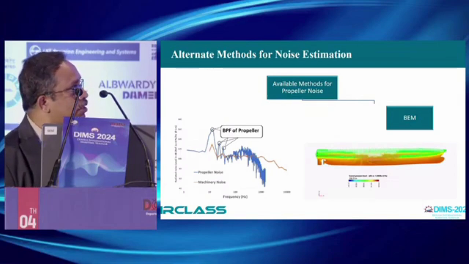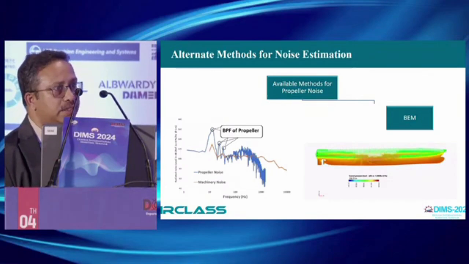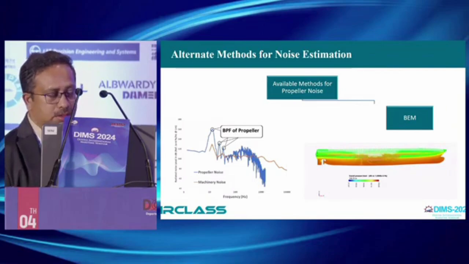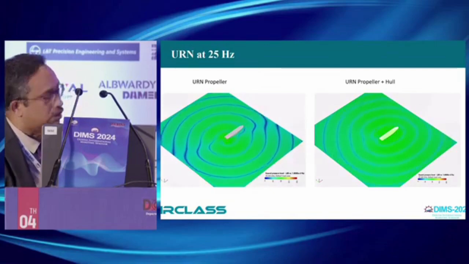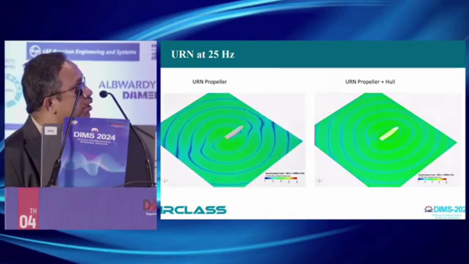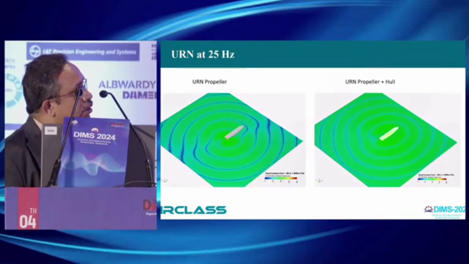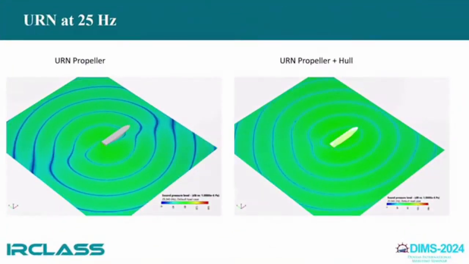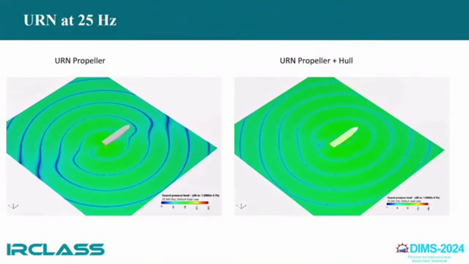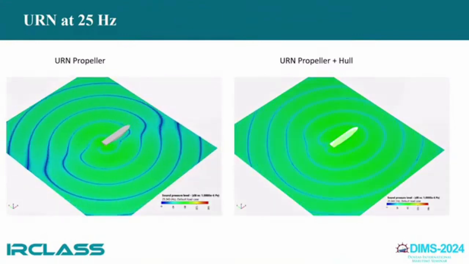So here I have considered machinery noise as well as propeller and hull as a radiating surface. This is a typical plot of sound radiating to far field. On your right is hull and propeller as radiating surfaces. On your left, it is only propeller being a sound radiating surface at a frequency of around 25 hertz.